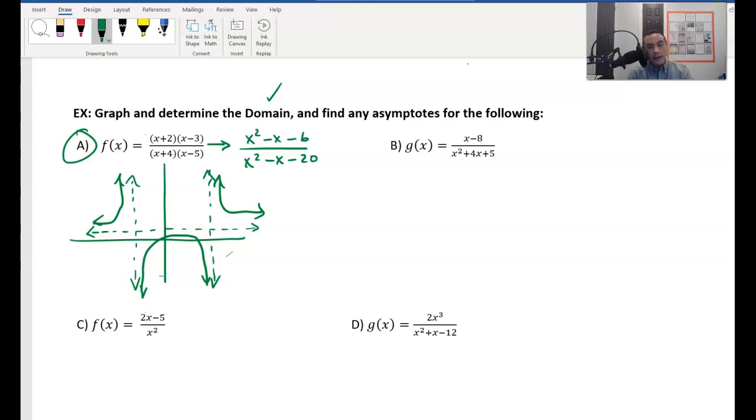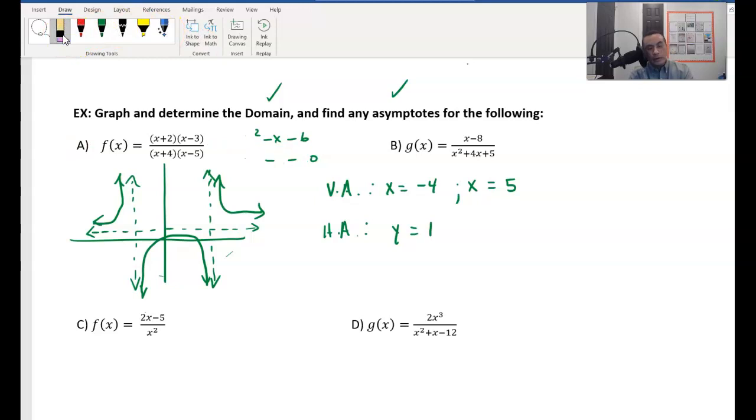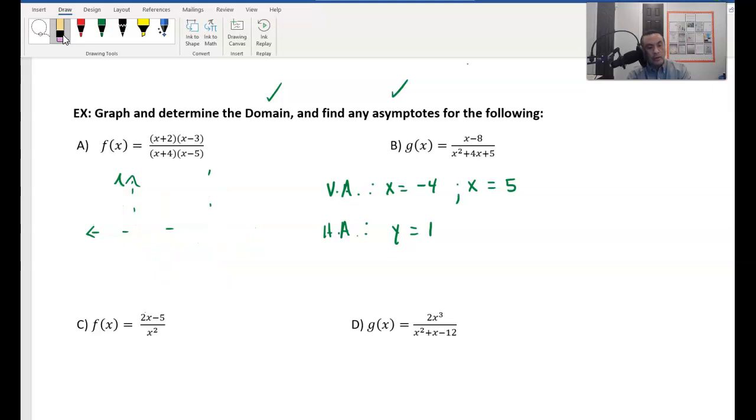So again, if I ask you for the asymptotes, you would say my vertical asymptotes are x equals -4 and x equals 5. And then the horizontal asymptote is going to be y equals 1 right there. So that's how you're going to do those. You're going to look at the denominator and then analyze it. And then that's how you're going to determine your domain. And then, of course, you're also going to use them to determine your horizontal and your vertical asymptotes.